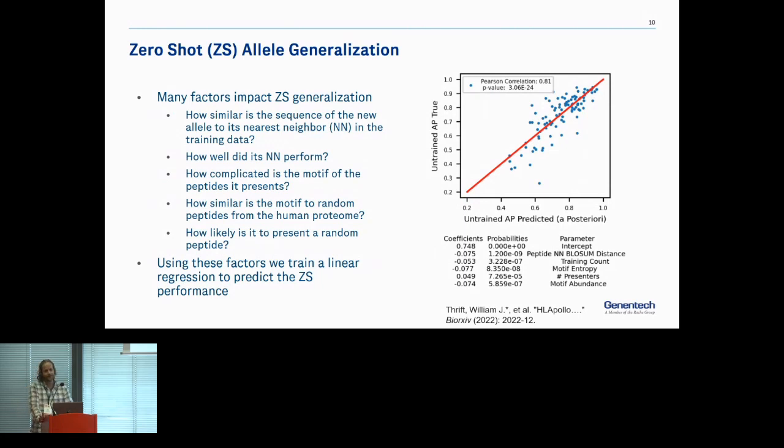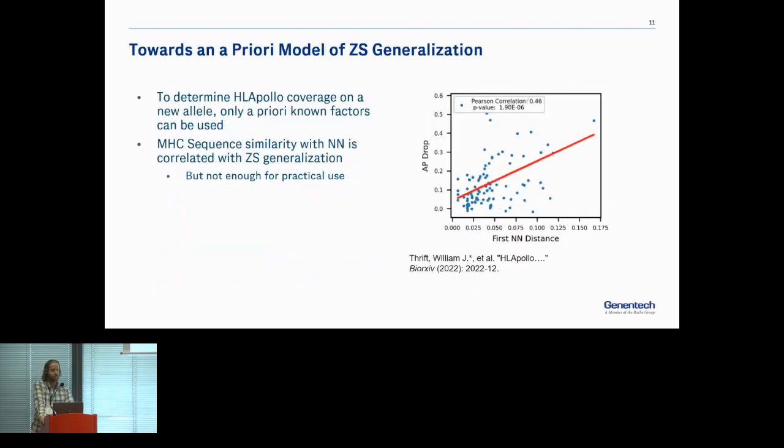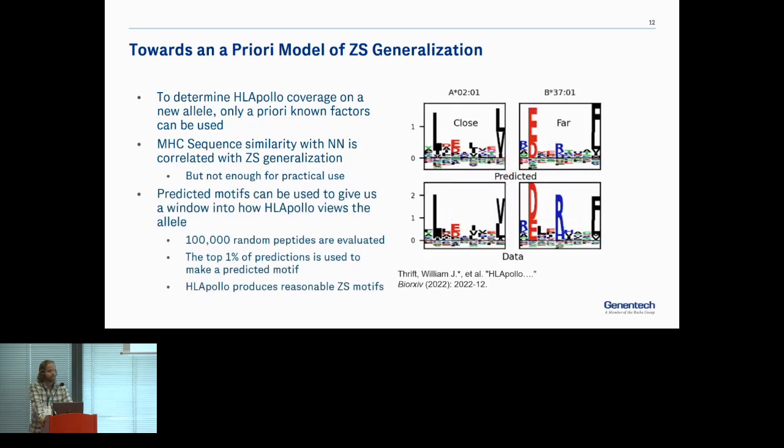The issue with this, right, is that most of these factors are based on data that you would not have in the zero-shot setting. And so we need to do this in a totally a priori way. And the a priori factor that I talked about before was sequence similarity. And so if we just plot sequence similarity to performance drop, we see some correlation. The more different the sequence, the more your performance drops. But it doesn't really capture it well enough for practical use. And so we have to develop more factors.